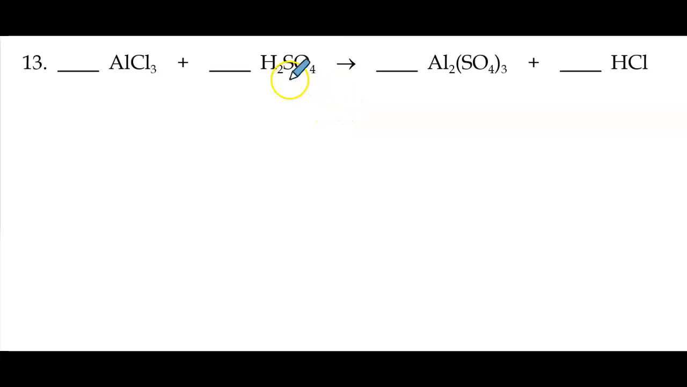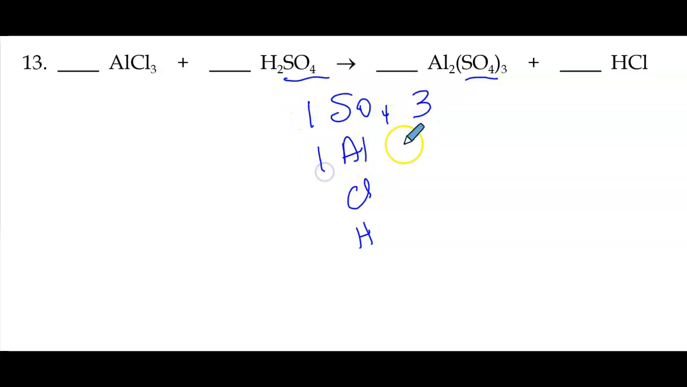Okay, here I have polyatomics that I can use. SO4 as a unit, Al, Cl, and H. Remember, H is present, but I'm going to leave it to the very end. 1 SO4 and 3 SO4s, 1 aluminum and 2 aluminums, 3 chlorines and 1 chlorine, 2 hydrogens and 1 hydrogen.